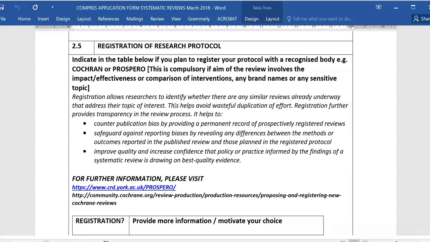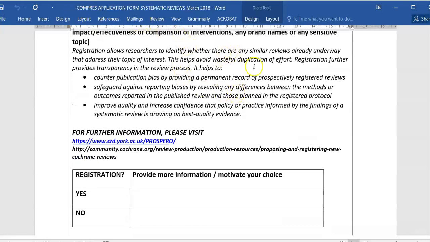You can Google it. You can register your project, and then that means they will publish it, or that they will have it available for people to read. And in brackets it says this is compulsory if the aim of the review involves the impact or effectiveness or comparison of interventions or any brand name. So it's better then to register the project. It gives it a certain formality. Also, it helps you to understand whether any similar reviews are already underway that address your topic of interest. So this helps you to avoid wasteful duplication of effort.